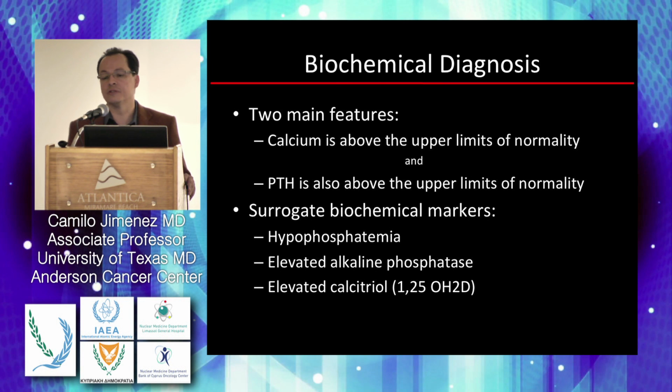The biochemical diagnosis of primary hyperparathyroidism has to do with two different aspects. Number one, we have calcium levels that are above the upper limits of normality, and number two, the parathyroid hormone levels are also above the upper limits of normality. In addition, patients may have some surrogate biochemical markers that can support the diagnosis of primary hyperparathyroidism, and they include hypophosphatemia, elevated alkaline phosphatase, and elevated calcitriol that you may see in several patients who have this disease. Not in everybody, but in many of these patients you will see it.